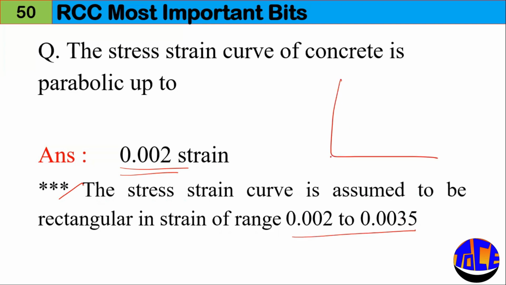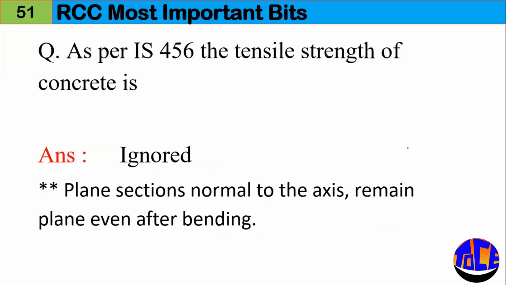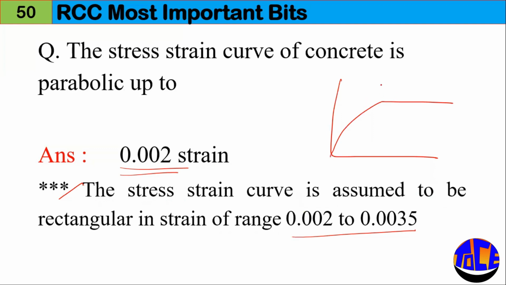So remember this diagram. Here this is your strain of 0.002, and here you have a strain of 0.0035, and this is your FCK. This is the characteristic strength, this is your structural strength. The structural strength will be FCK divided by a factor of safety, that is 1.5, and again you have another curve.